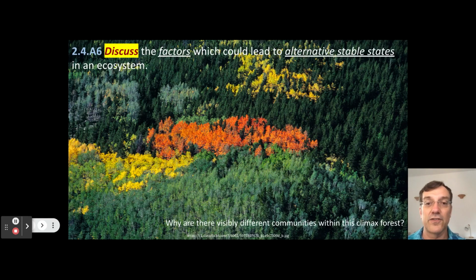Discuss the factors that can lead to alternative stable states in an ecosystem. Think of these factors as miniature disturbances. Generally, you're going to have things like isolated fires. You might have small scale logging or farming in a large landscape. You might have things like a big storm that comes through and blows down some of the trees, creating gaps in the forest canopy. As long as those are happening on a patchwork basis here and there, and not all at once across the entire landscape, what you have are alternative stable states that combined create the climax community.